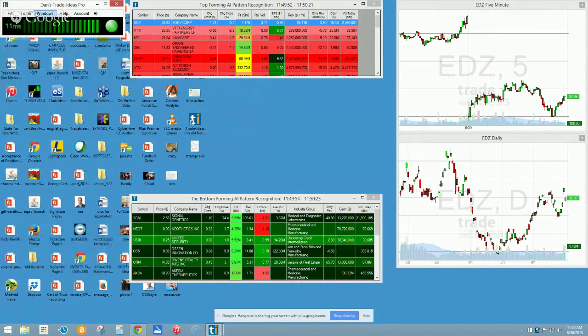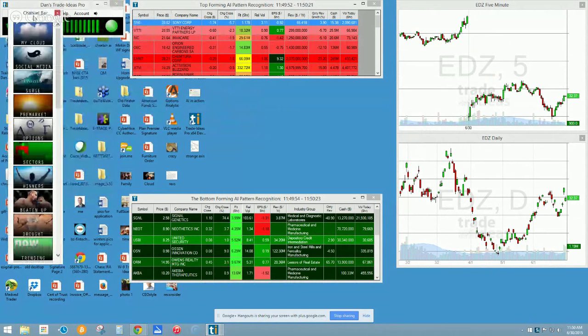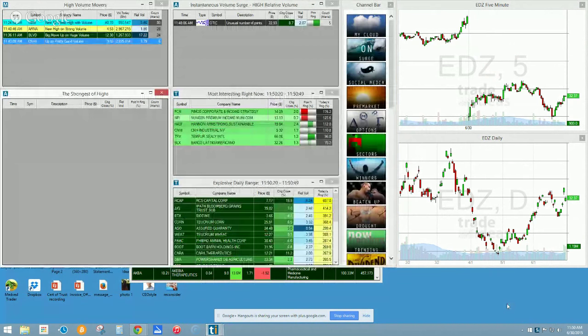Makes sense. Couple people asked, Dan, when the odds maker, does it take into consideration the daily chart or the overall trend for the S&P or NASDAQ composite? Absolutely. There's two different ways that you can run the odds maker. We have filters, and I'm going to show you right now.